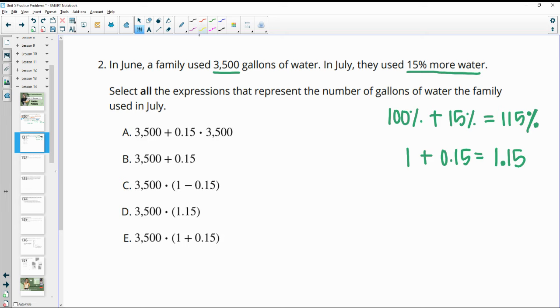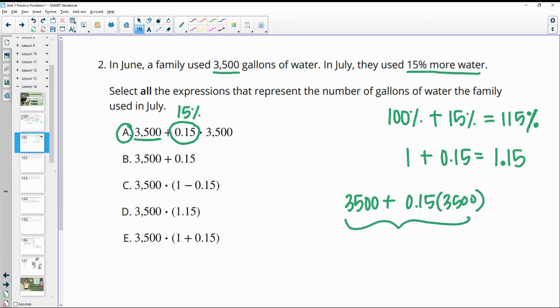So now in part A, they've got the June amount, right? So here's their June amount plus 0.15, which is 15% as a decimal, times that amount. So the June amount plus 15% of it would give us July. That's true. Okay, they're using 15% more in July. So they're taking the June amount and we need 15% of that more. So then this would be the total July. So that's true.